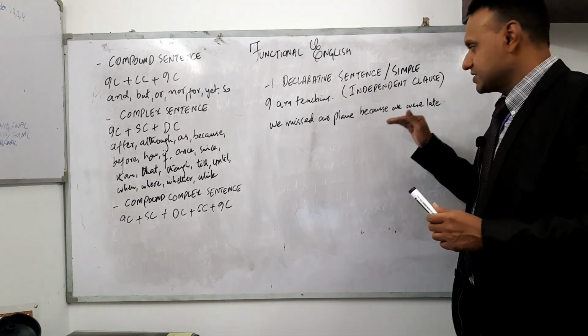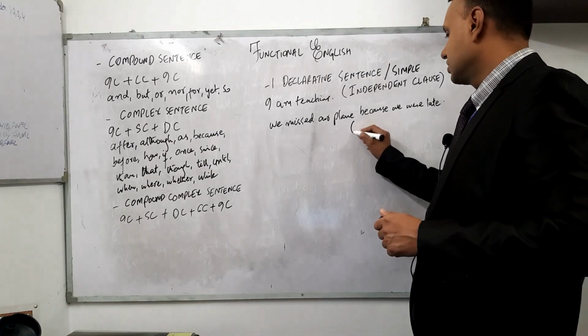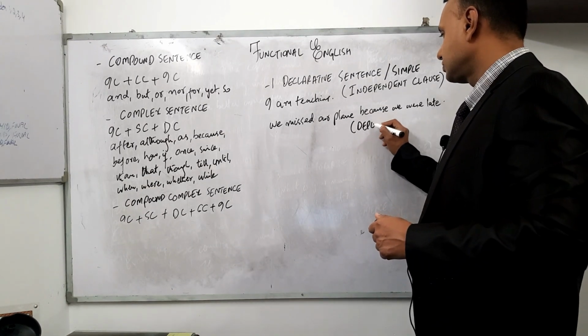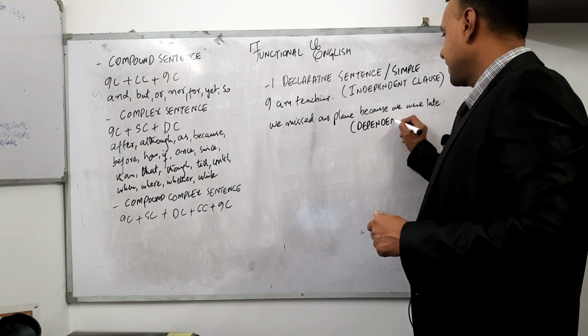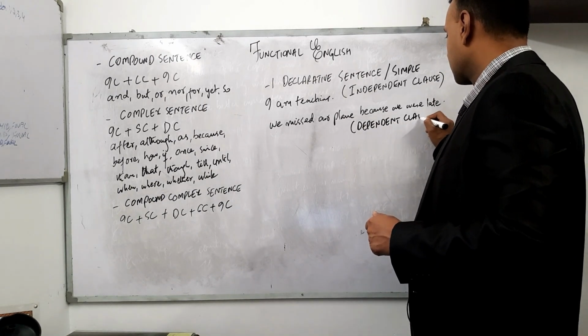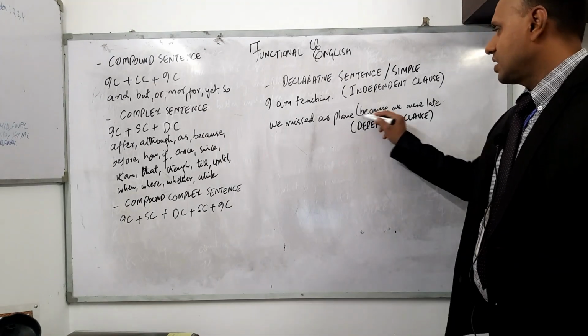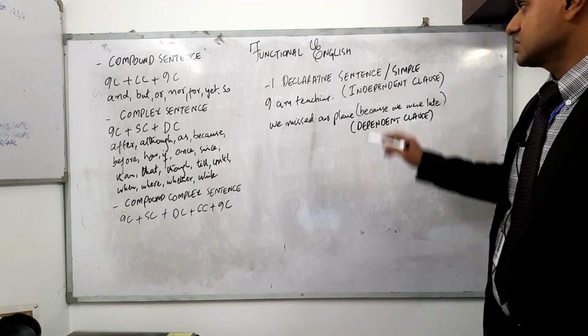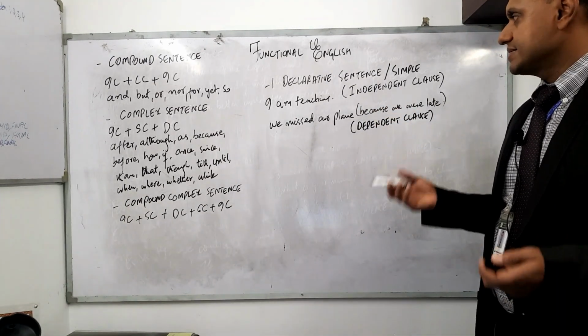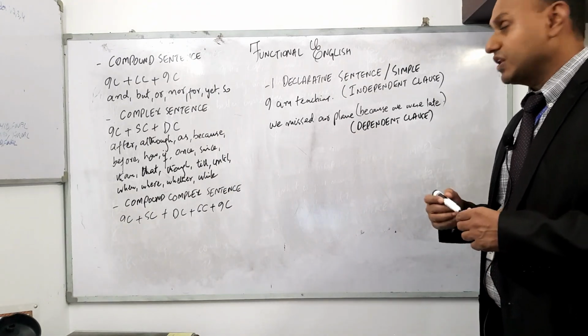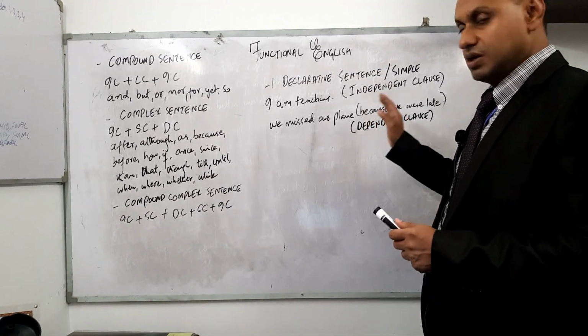So some part of the sentence that does not make sense on its own is called a dependent clause, as we have in this case. Because we were late is a dependent clause, and I am teaching is an independent clause. So a sentence will comprise of both dependent and independent.